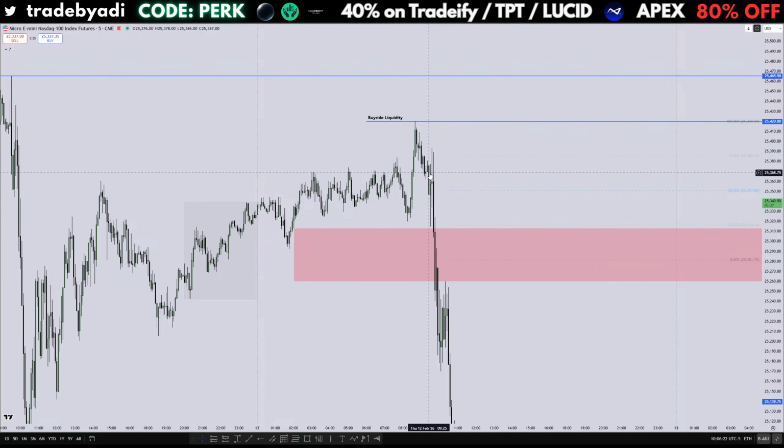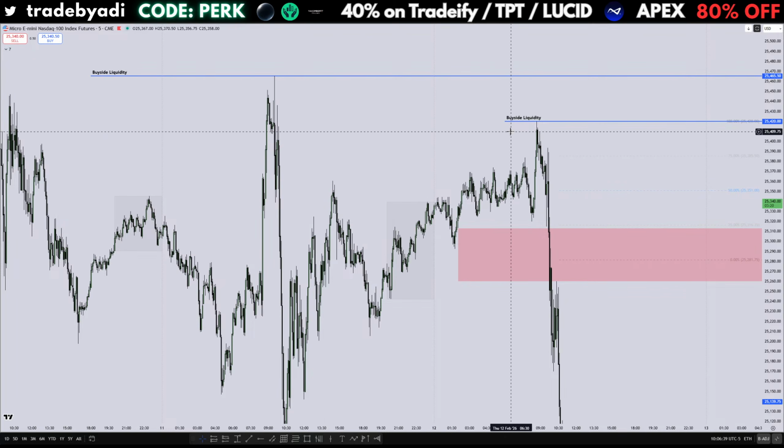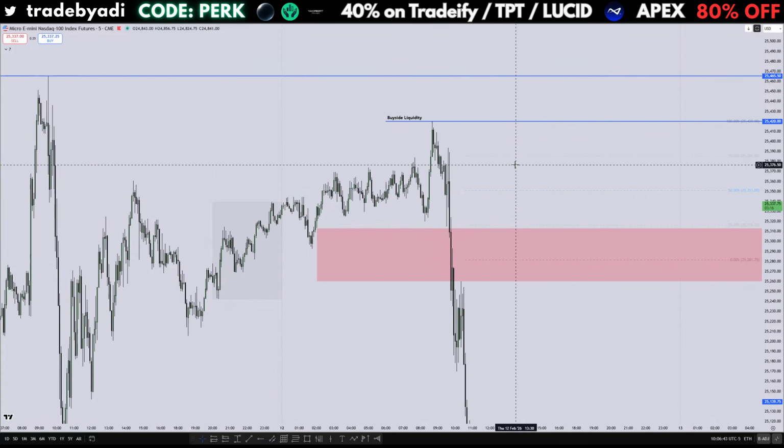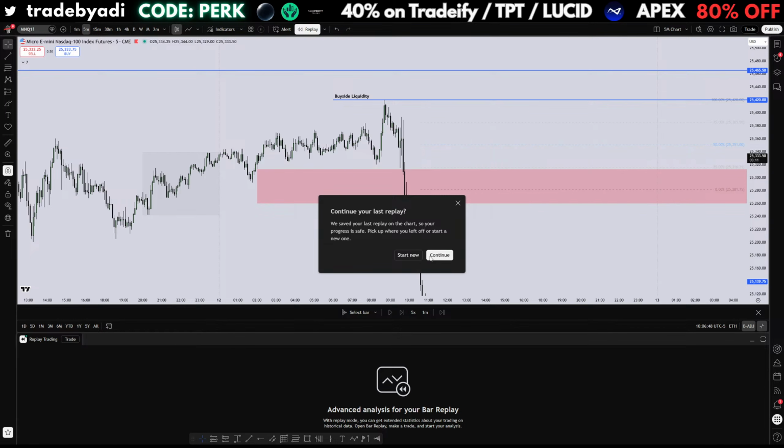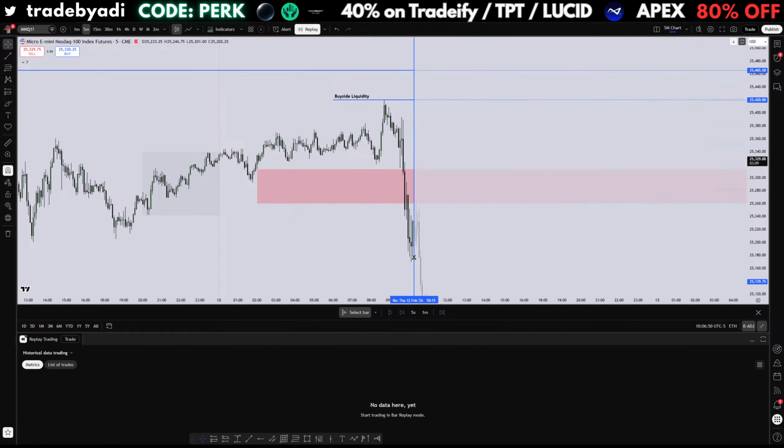Even on this day, I'm going to show you something. We have taken out this buy side liquidity, but also after the 9:30, I want to see if we take any liquidity on an RTH chart. We are going to figure that out right now.